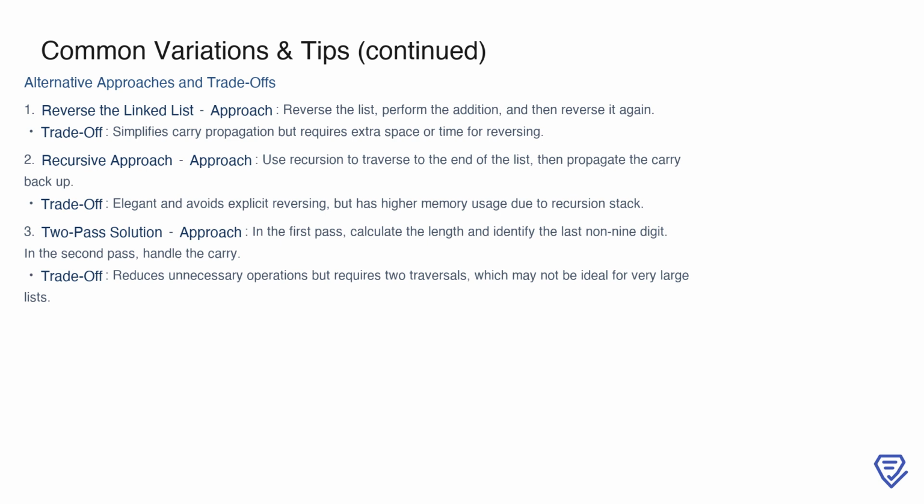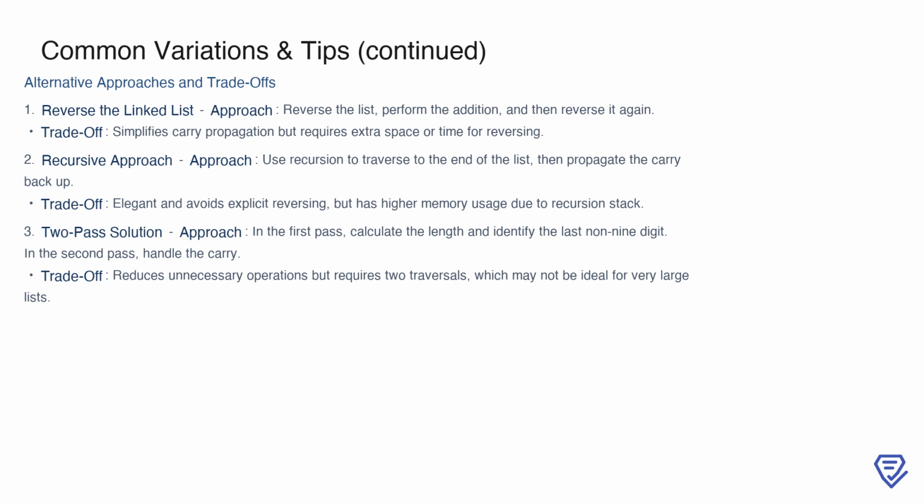Let's discuss some alternative approaches and their trade-offs. One popular method is to reverse the linked list. By reversing the list, you simplify carry propagation, as you can process the digits from least significant to most significant. However, the trade-off here is that you'll need extra space and time to reverse the list twice, once at the beginning and again at the end to restore the original order.